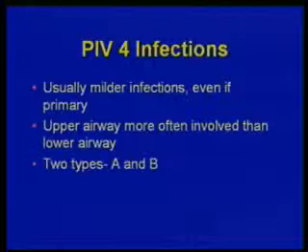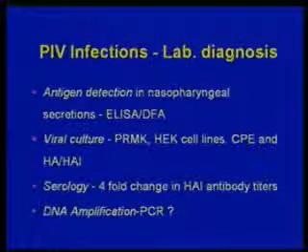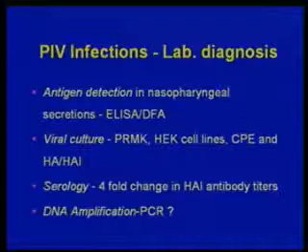Type 4 infections are less important from an epidemiologic perspective, but do occur. They're milder, and when they occur, they usually tend to involve mainly the upper airway, not so much pneumonia and lower airway. Now, what do we do to diagnose these infections?